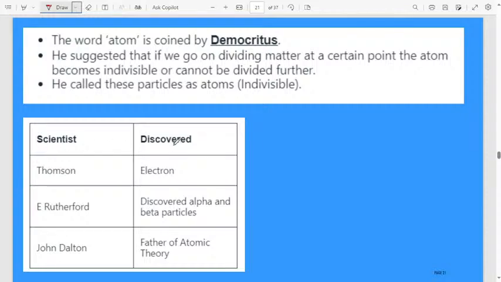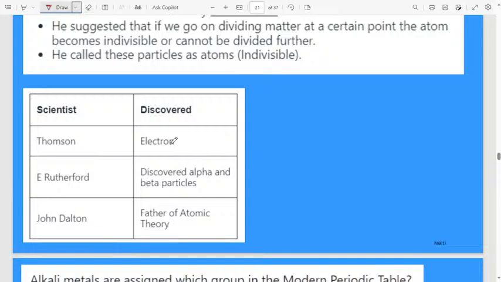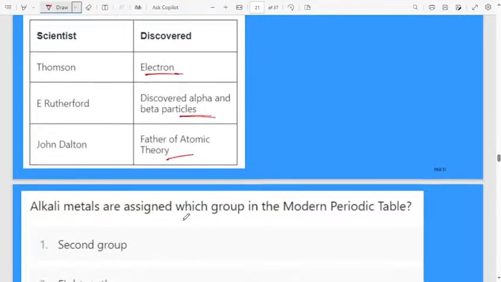Then the scientist who discovered what? Thomson discovered the electron. Rutherford discovered alpha and beta particles. John Dalton, we will consider John Dalton as the father of atomic theory. Remember.